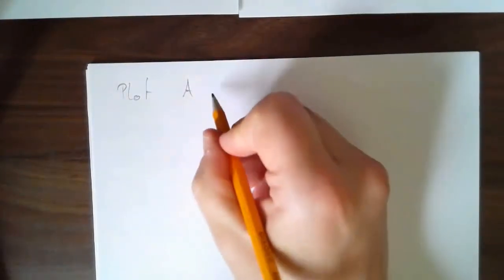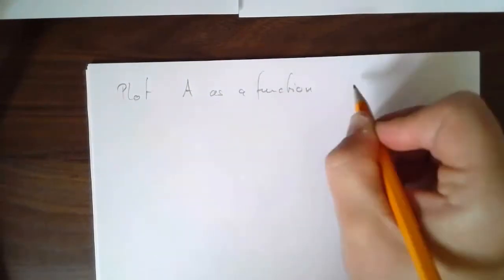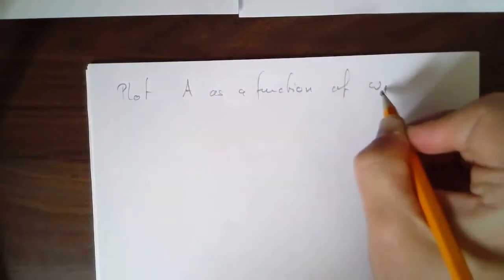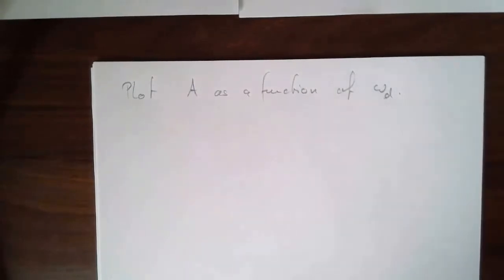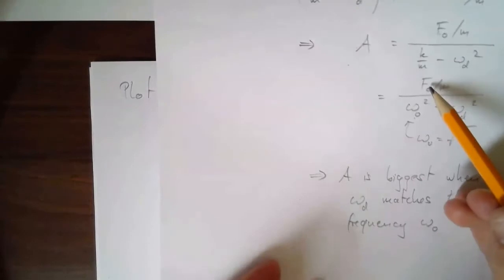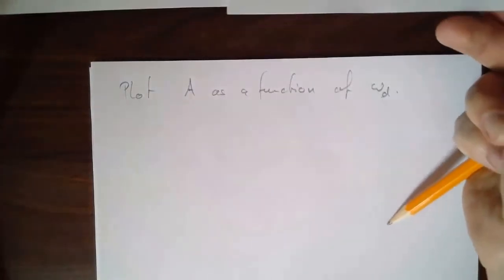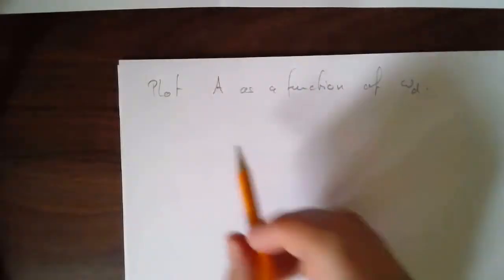Plot A as a function of omega d, the robot setting. Of course, we could also change F naught, be boring, double F naught, double A. Okay, that's not very interesting. That's a linear relationship. So let's write it down again.